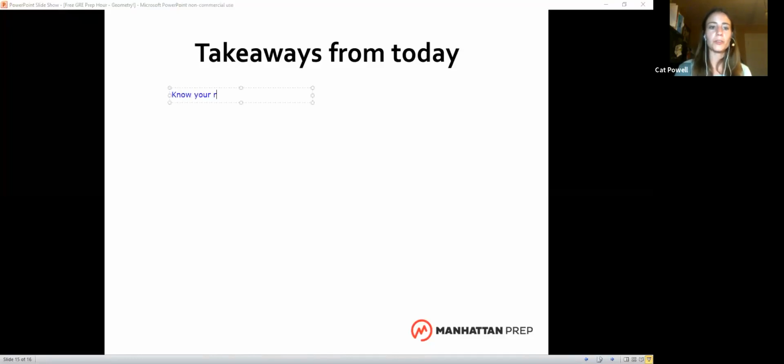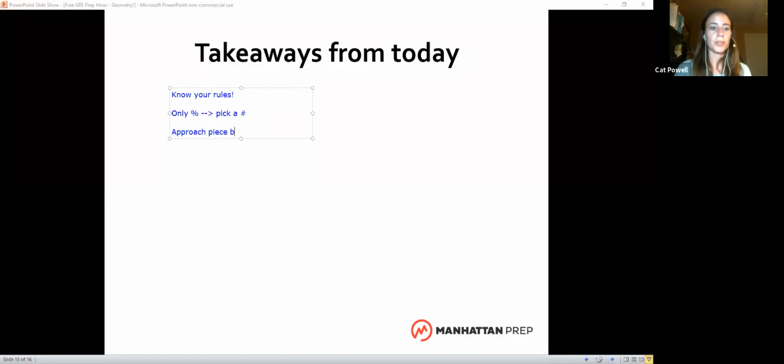Yeah, know your rules. There are a lot of geometry rules, but there's also a lot of geometry on the test. So this is a topic area that's really worth investing time in memorizing. Yep. Only percents, pick a number. Approach piece by piece. Don't assume. Yeah, taking time to have a solid process approach is definitely greater than just rushing in, for sure. Yeah, practice. Watch details. Awesome. Yeah, QC is compare, not calculate.